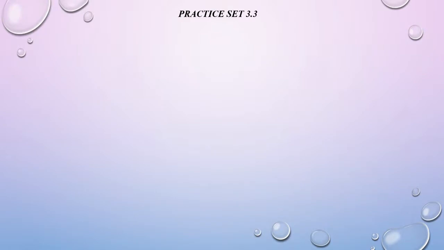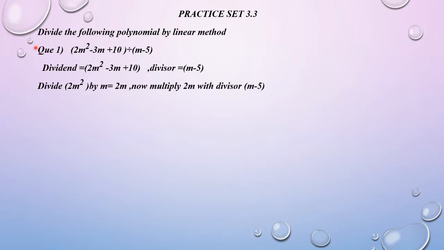Now we will be doing practice set 3.3. The first question, by linear method: (2m^2 - 3m + 10) divided by (m - 5). Here the dividend is 2m^2 - 3m + 10 and the divisor is m - 5. We will divide the first term 2m^2 by the first term of the divisor m. So we will get the answer as 2m.